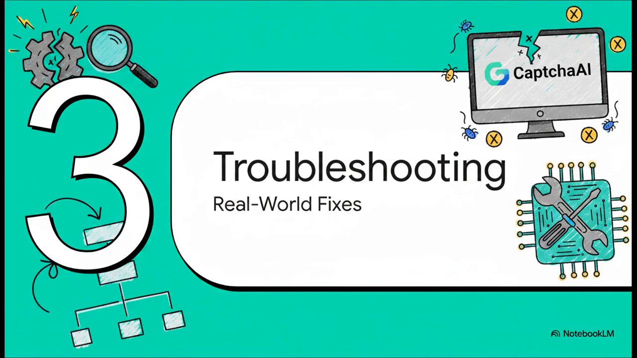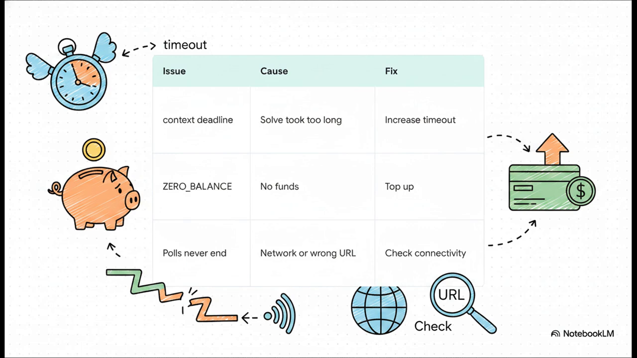All right, let's jump into Section 3, Real-World Troubleshooting. Let's map some common symptoms to immediate cures, using the CAPTCHA AI Go integration as our guide. Context deadline exceeded. The symptom is your solve just took too long. The cure is simple: bump up your client's timeout setting. Zero balance error. The symptom is you're out of funds, so the cure is to go top up at the dashboard. And if your polls just never seem to complete, stop staring at the logic and check your network connectivity or verify your API URL constants.